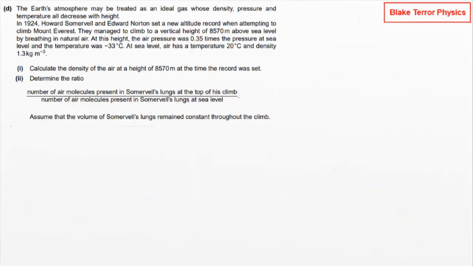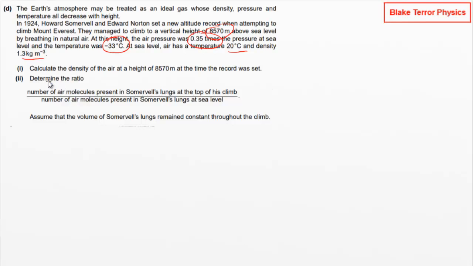We've got up next part D. Okay, so we haven't finished off that question. We've got another part of the question. The Earth's atmosphere may be treated as an ideal gas whose density, pressure, and temperature all decrease with height. In 1924, these people climbed up Mount Everest. They got to that height above sea level. Air pressure is 0.3 times the pressure at sea level. That's the temperature, compared to what we've got there for the temperature and density at sea level.